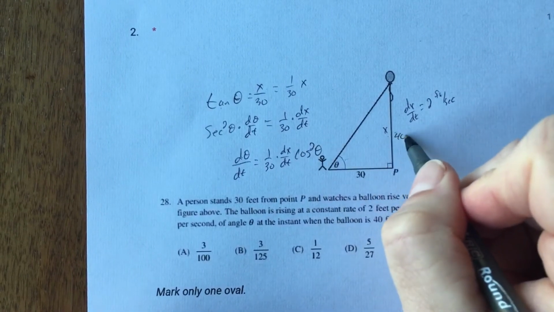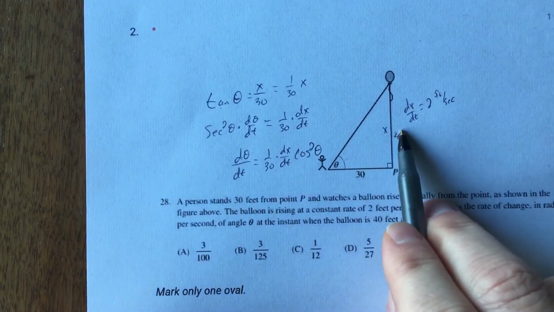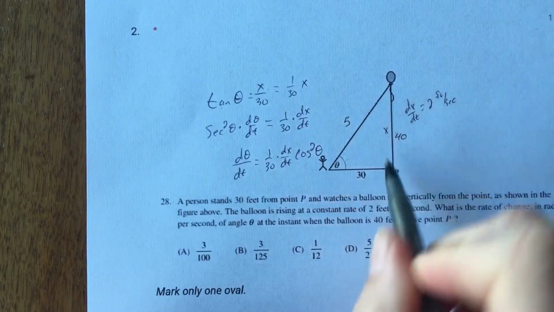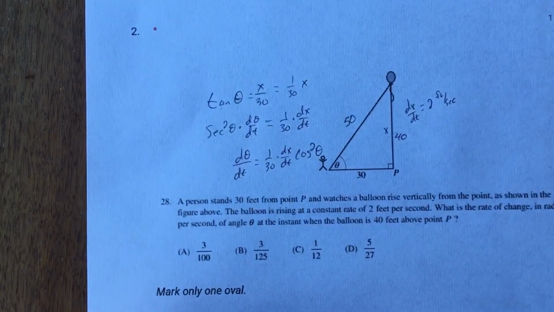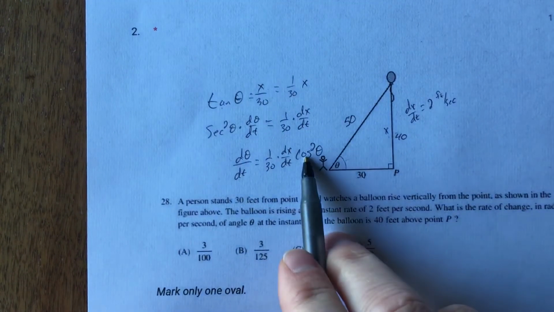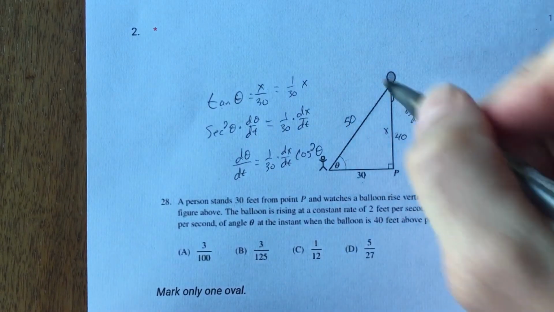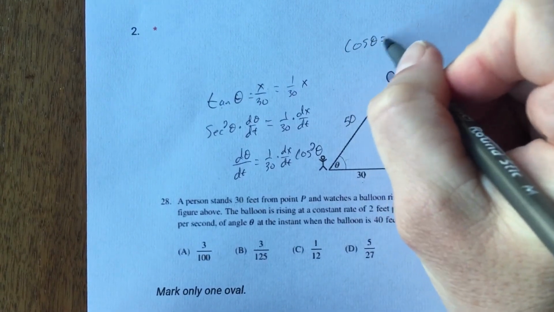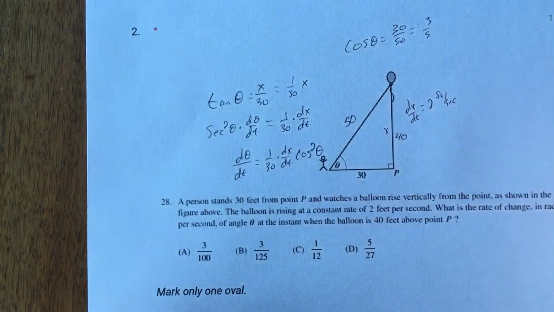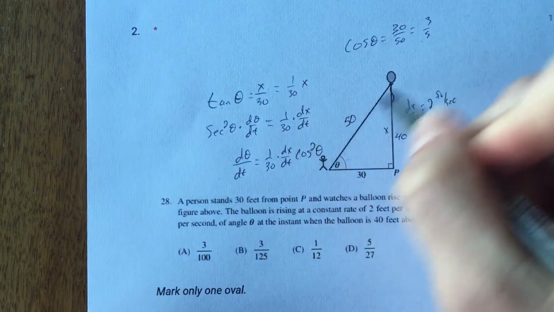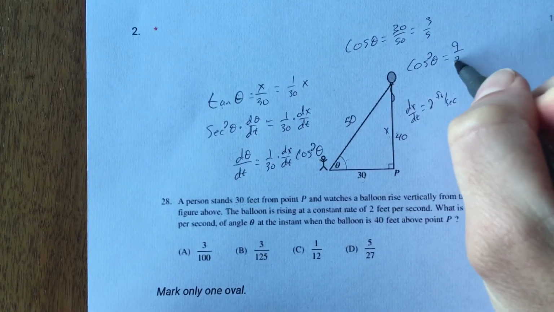This is 40 in that moment. So you can kind of see 3, 4, 5 taking shape. It's 30, 40, 50. You can do those in those multiples. It saves you a little bit of time there. The cosine would be adjacent over hypotenuse. So the cosine of theta is 30/50ths or 3/5. So then the cosine squared would be 3/5 squared, which is 9/25.